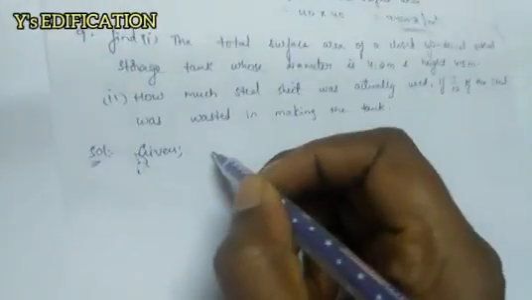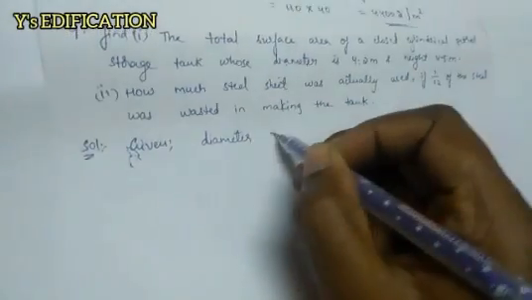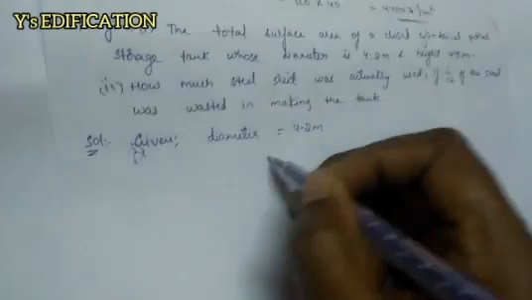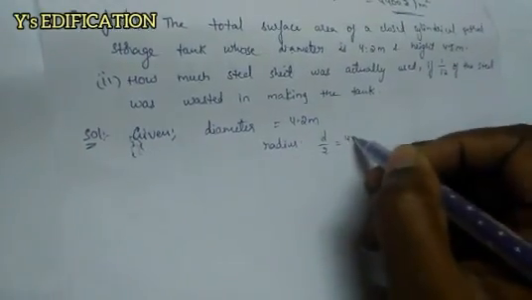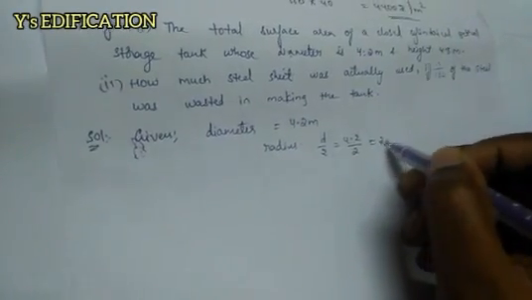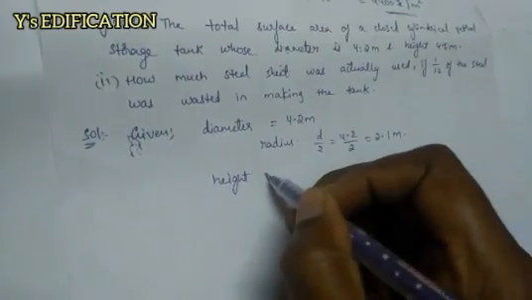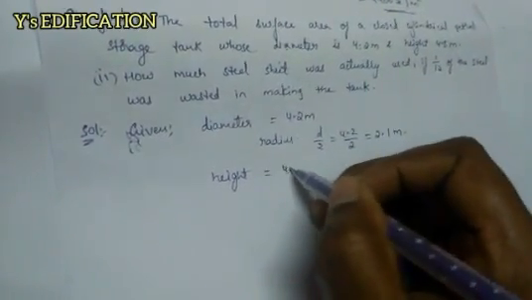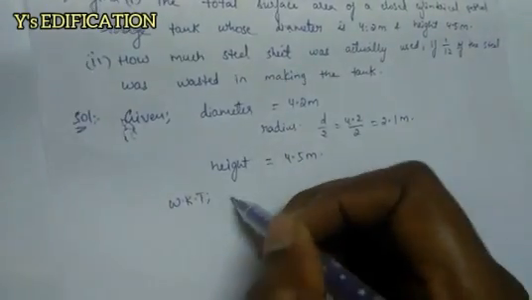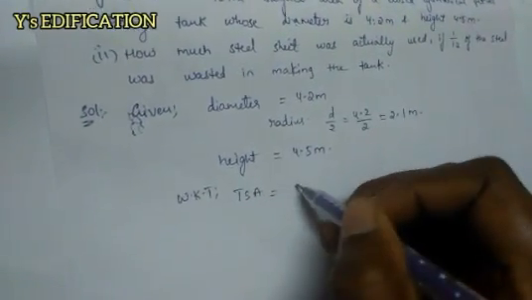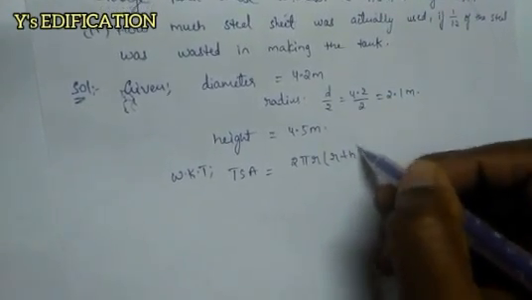Given: diameter is equal to 4.2 meters, so radius will be 4.2 by 2, that is 2.1 meters. Next, height of the cylindrical petrol storage tank is 4.5 meters. We have to find the total surface area. What is the total surface area formula? 2 pi r into r plus h.